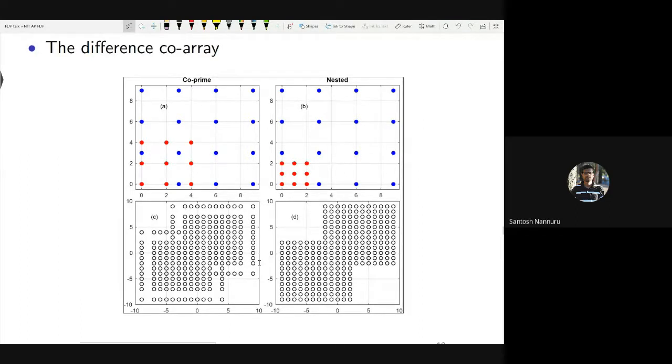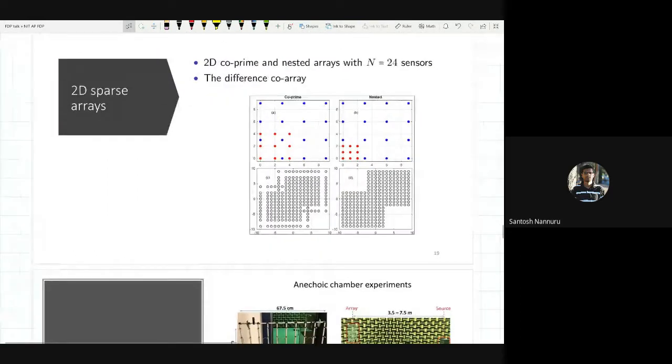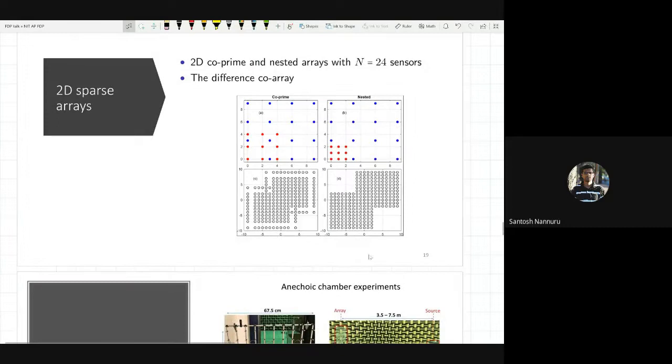The bottom left and bottom right are the 2D difference co-arrays these will generate. You can see there is a huge number of points which it covers. So these are the virtual arrays. The bottom panels are the virtual arrays. The physical arrays have fewer sensors, I think here 25 or something, whereas the virtual array will have a large number of sensors in a nice contiguous region. This is basically similar to what we saw for 1D.